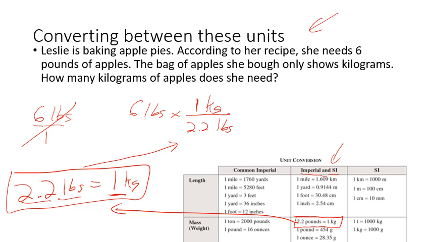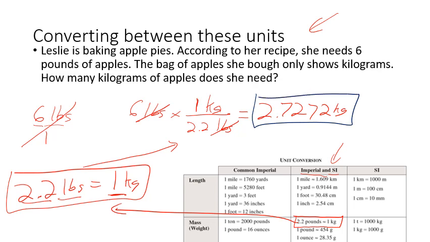So I'm now going to go 6 pounds times 1 kilo divided by 2.2. I'm going to type that into my calculator. In other words, it's just going to be 6 times 1 divided by 2.2, or just 6 divided by 2.2. And that's going to be 2.7272, and on and on. By the way, pounds cancels out, so that's just going to be kilograms. We can round that to 2.73 kilograms, and that seems like a more reasonable answer, so we're going to leave it like that. Okay, and that's how you do this one.